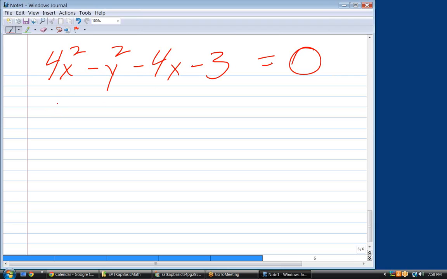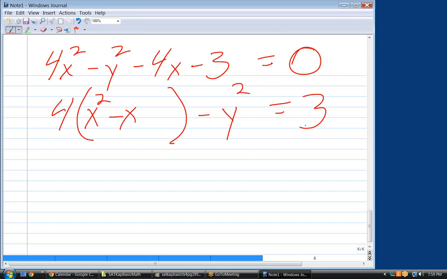So what's the next thing? 4 times x squared minus x. Here, I'll get it kind of started for you. All right. What next? And then you add 1/4 to the x. Which means I have to do what to the right side? You have to add 1. Okay. And now I can write the left side how?